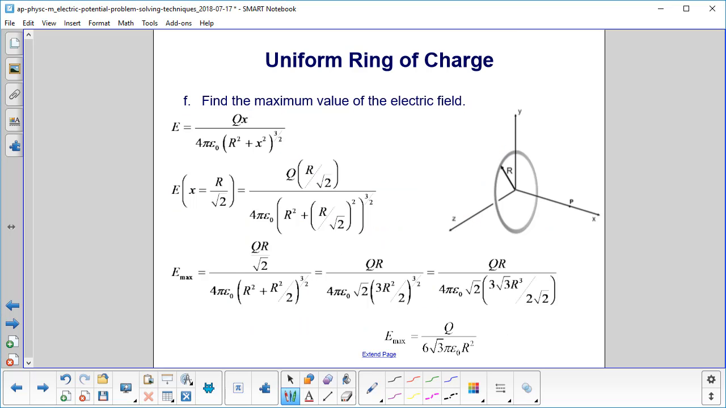To find the maximum value of the electric field, we substitute in x is equal to r over square root of 2 into our expression for the electric field. So that's done here, and we come up with this answer. So please work that on your own and verify the algebra that I did. And if it's not correct, please send us an email.